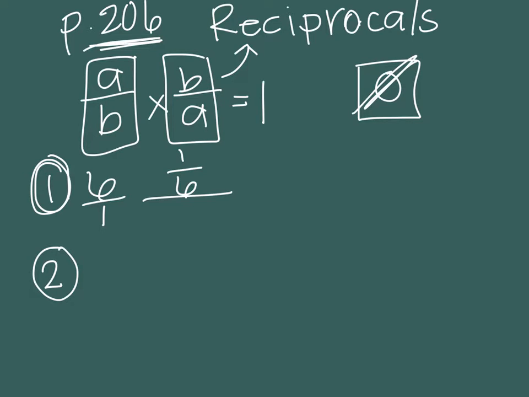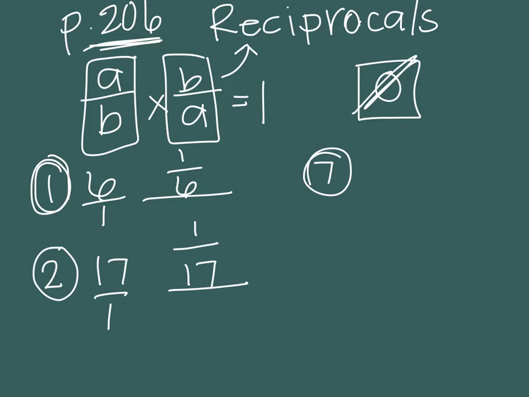Number 2, I have 17. And I need to write a reciprocal for 17. Again, 17 written as a fraction would be 17 over 1 if that helps you picture it, visualize it. So its reciprocal would be 1/17. These are pretty simple. You need to continue doing this, but we're going to hop down to, let's look at number 7. Number 7 just gets a little bit trickier.